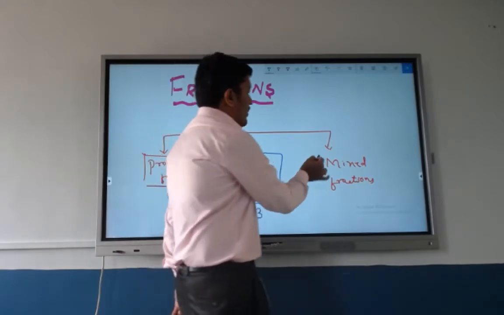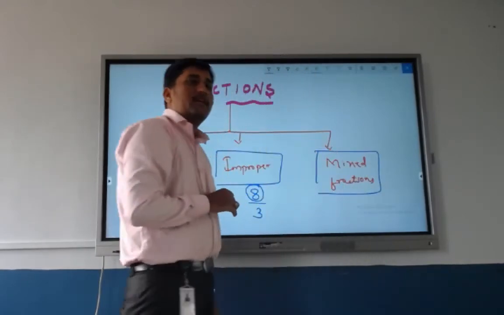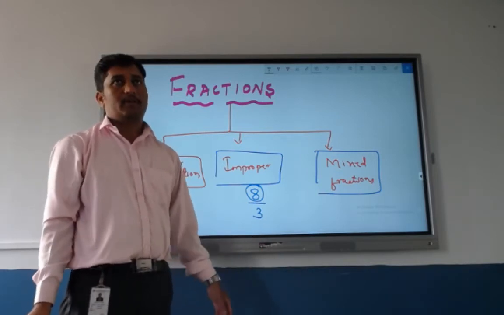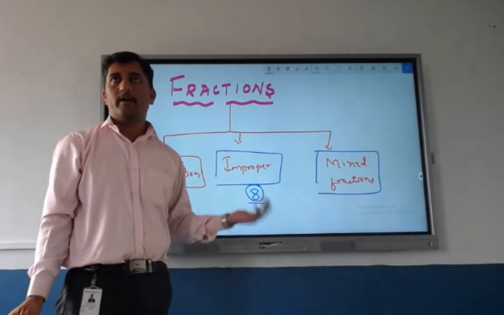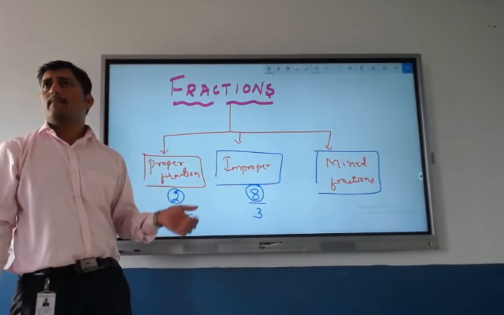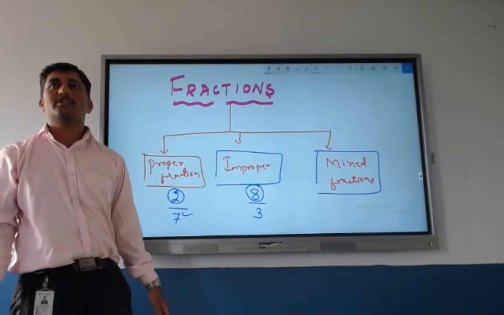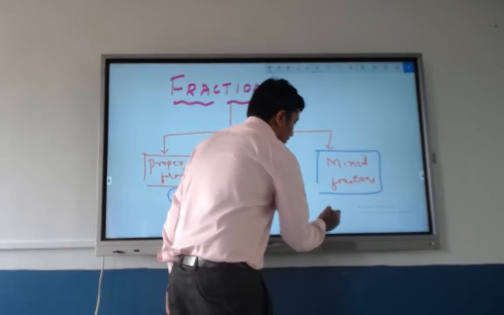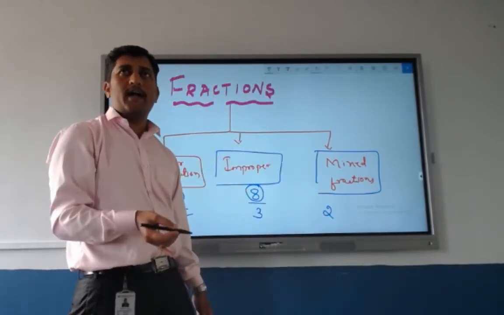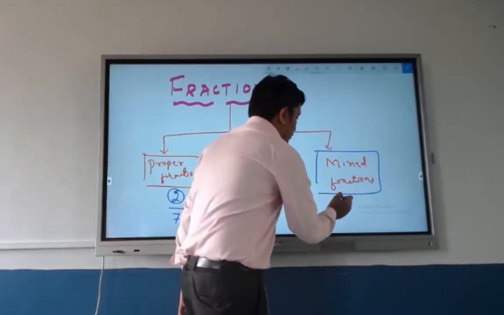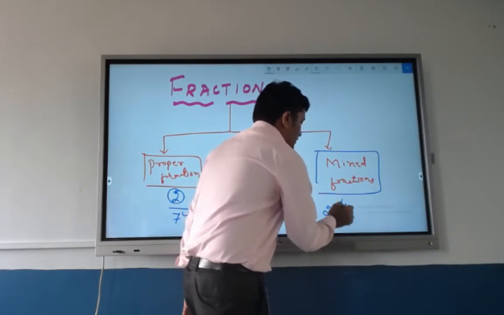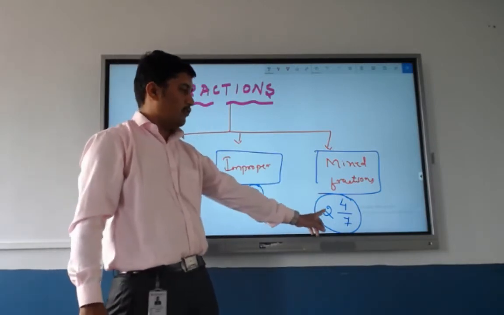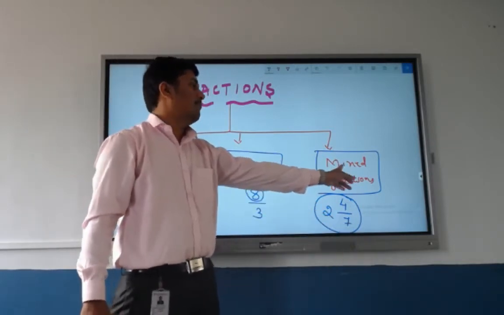What does mixed fraction mean? The third type is mixed fraction. This is a combination of a whole number and a proper fraction. Whole numbers are the numbers which include zero. Take any whole number, for example, and a proper fraction, 4 upon 7. So this combination of a whole number and a fraction is called a mixed fraction.